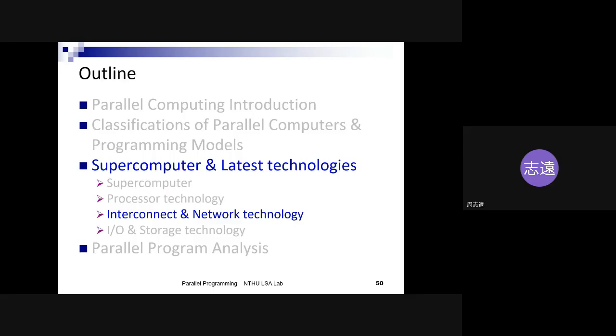Okay, so now it's 4:20. So we will have a break for 10 minutes, and we will be back at 4:30 and introduce how the network and how the I/O can also be optimized on those computing systems before we introduce how to analyze the parallel program.